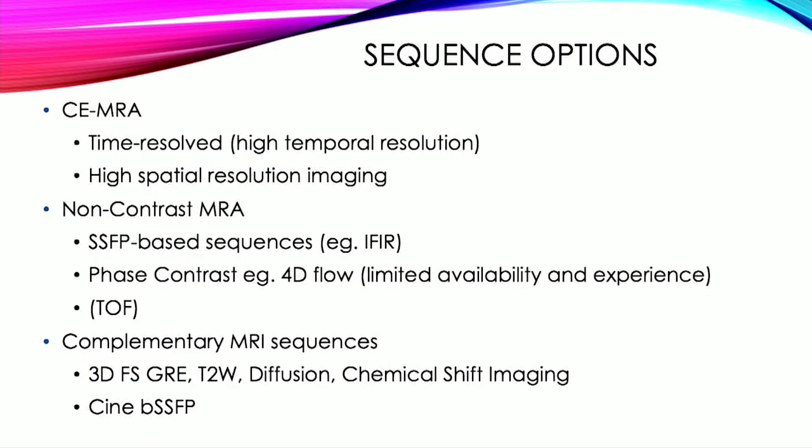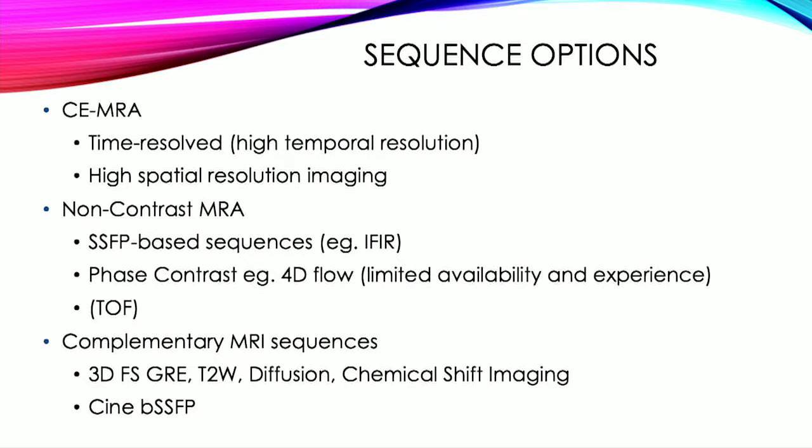The sequences that we tend to use are contrast-enhanced MRA, time-resolved, combined with high spatial resolution imaging. Non-contrast options tend to be the steady-state precession type techniques. Phase contrast is less frequently used, and time of flight is problematic because you can't really see the branch vessels well unless you cater the slice particularly to that one vessel of interest. Because we're usually looking at multiple vessels, it's better to have something that can have more coverage. And again, we use complementary sequences.